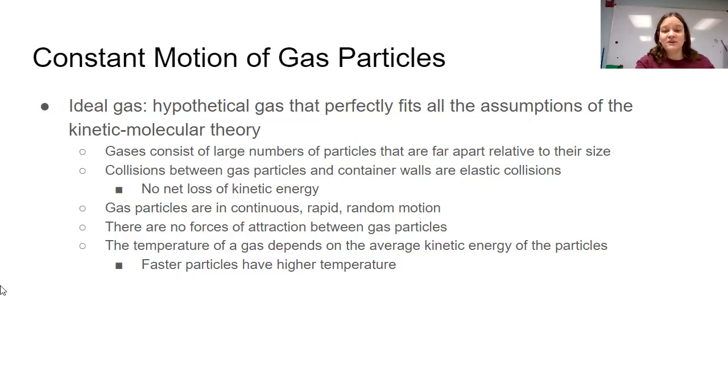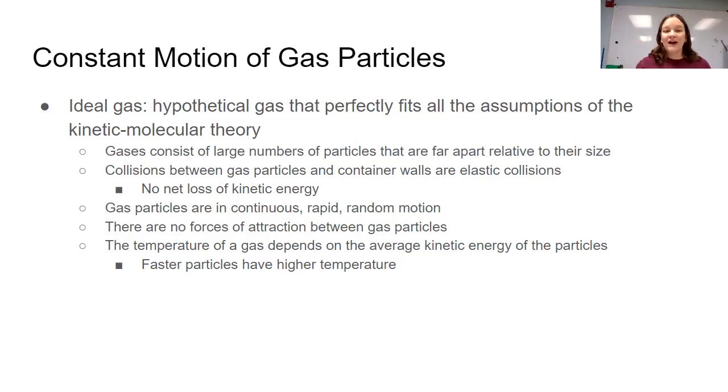For this last point, because the temperature depends on the average kinetic energy, and kinetic energy depends on both mass and speed, if you have two gases at the same temperature, the lighter gas particles will have a faster speed. In order to have the same temperature, because they have less mass, they would have to have higher speed. So let that sink in for just a minute. Those are the 5 principles of the kinetic molecular theory. They are the 5 assumptions.